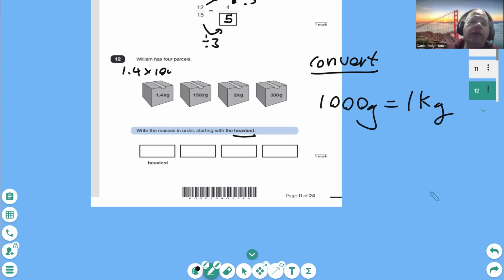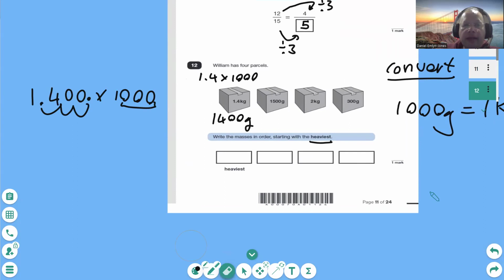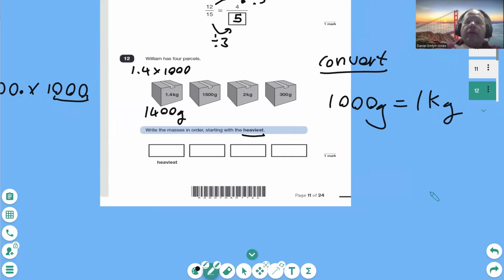1.4 times 1,000 is 1,400 grams. If you're not sure how to do that, where's the decimal point in 1.4? It is there, isn't it? 3 zeros in 1,000, so it goes hoppity hoppity hop. Zeros come in there, decimal point at the end, and you're sorted. 1,400 grams. 1,500 is already in grams. 2 kilograms, well, if 1,000 grams is a kilogram, 2 kilograms would be 2,000 grams.